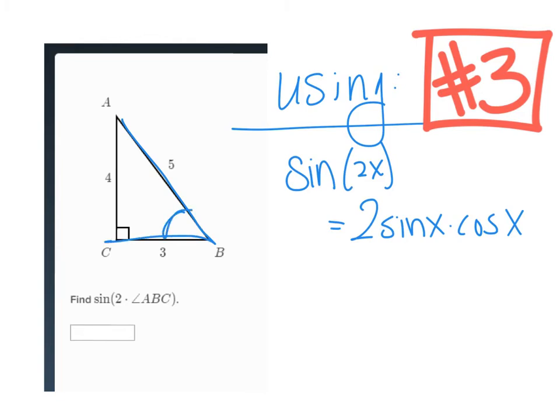But here we're using the double angle identity. So sine of 2x, and so you have a page with the double and the half angle identities on it. Sine of 2x is 2 sine x cosine x. So well, you could try to solve. This is a free response, or I'll show you next slide.